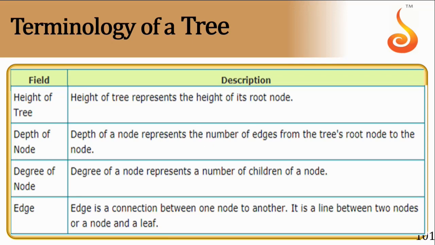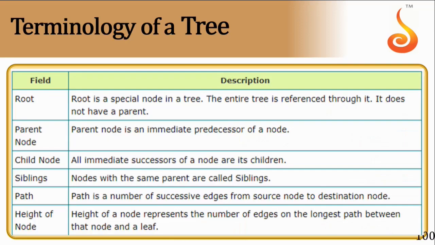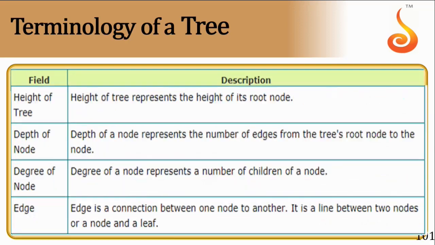Next is, what is the degree? Degree of a node represents the number of children of a node. So number of children, here B has 3, right? So the number of children, degree of a node represents the number of children of a node.